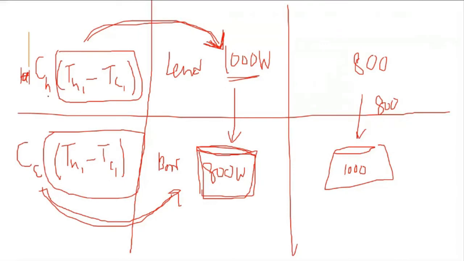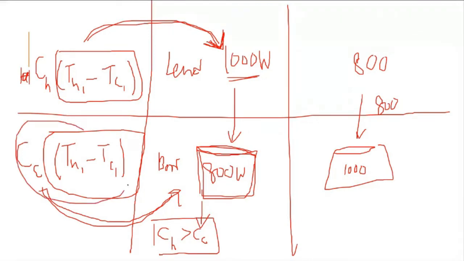Okay. Now here in this case, both the values of TH1 minus TC1 are the same. And here 1000 is greater than 800. So for this particular case, can I say that CH was greater than CC? Okay, so when CH is greater than CC, when CC is the smaller heat capacity, in that case, I will say that Qmax is equal to CC (TH1 minus TC1). This is the maximum heat transfer which can take place between the two fluids. Are you getting this part?